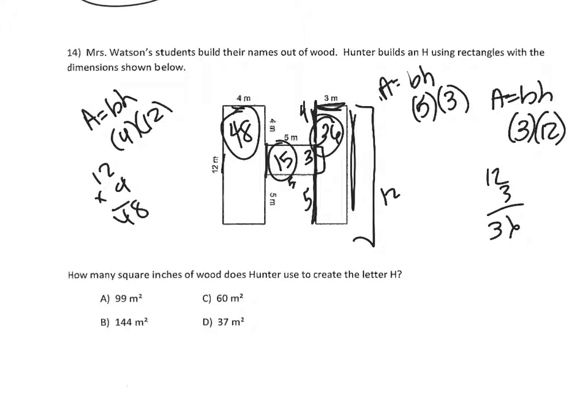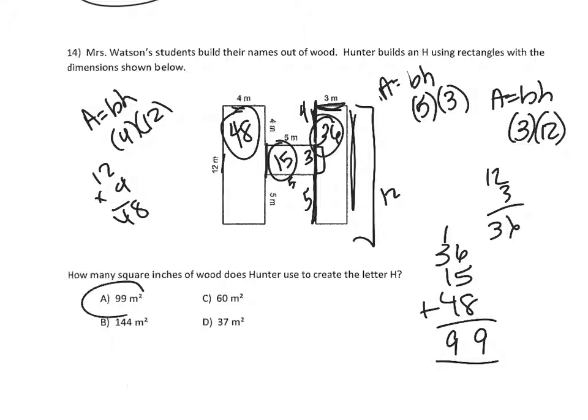And then I can add all these guys together. 36 plus 15 plus 48. And you should get 99.